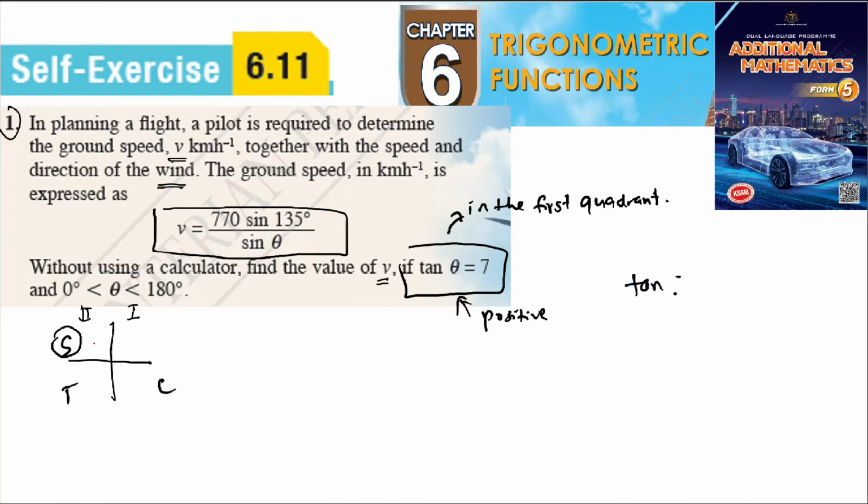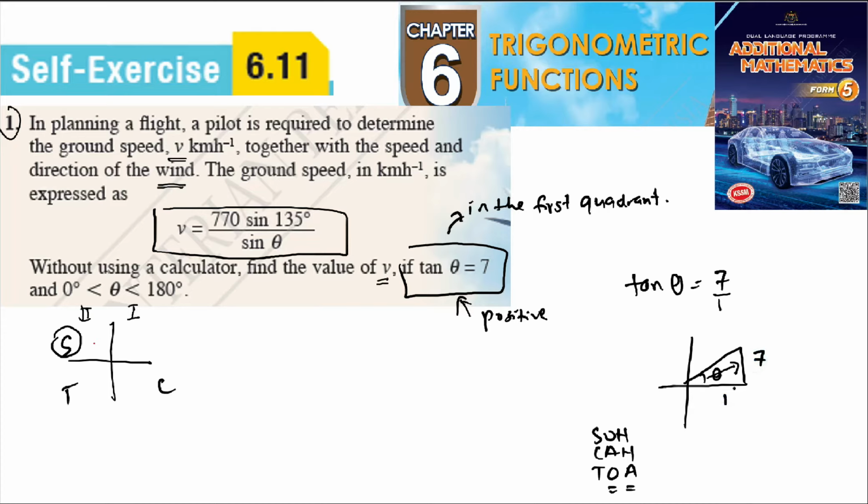So we see here tangent theta is equal to 7, right? So we know that it is in the first quadrant. So this one is theta. We know the formula SOH CAH TOA, so tangent is equal to opposite divided by adjacent, right? So opposite is here. We know that 7 is actually 7 divided by 1. So this one is 7 and this one is 1, right?